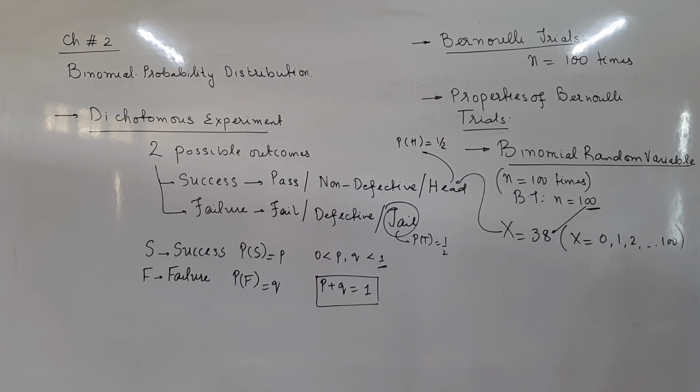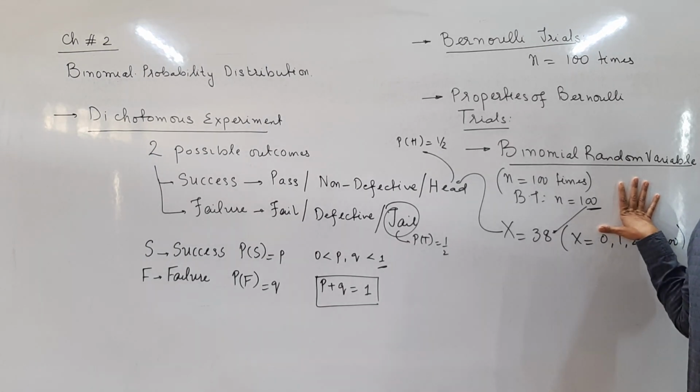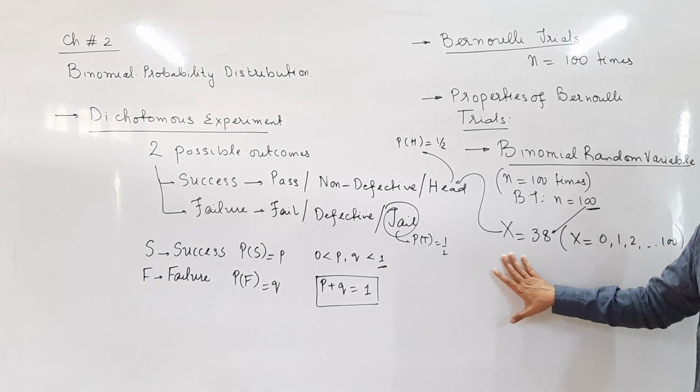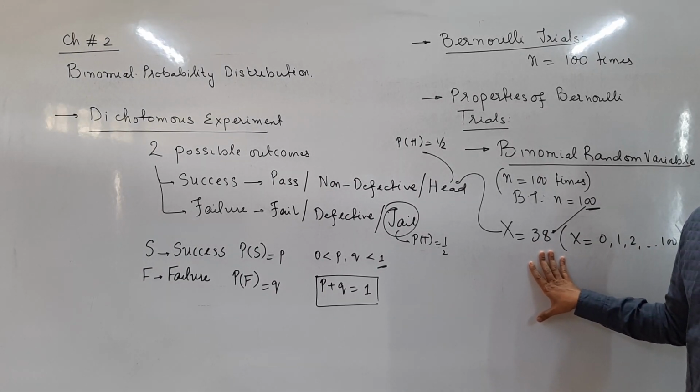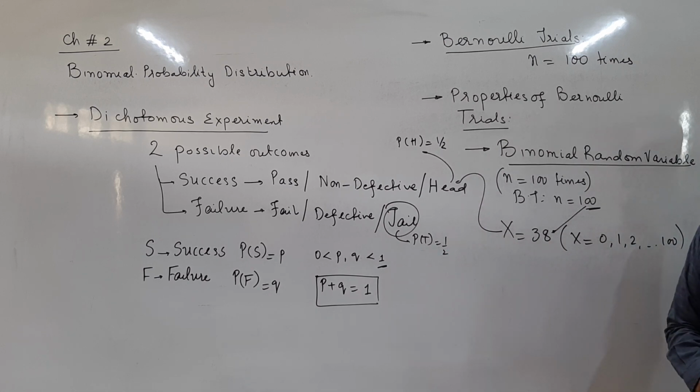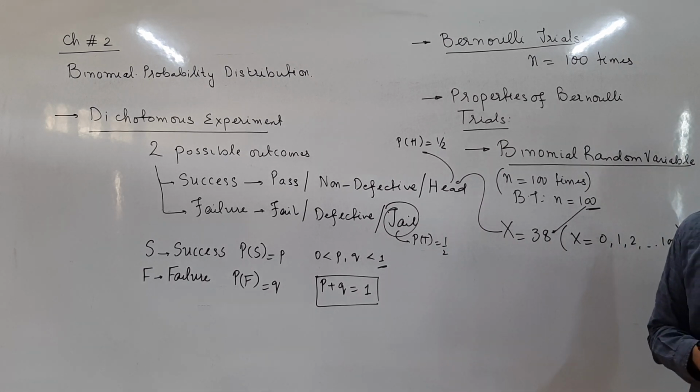All 100 times, students, you may get a tail as one of the possibilities. So what I was discussing: suppose a dichotomous random experiment is repeated n times under identical conditions, and that is nothing but Bernoulli trials. A variable x denotes the number of successes. Say we have got 38 times head out of 100 times, meaning 62 times we have got tail.